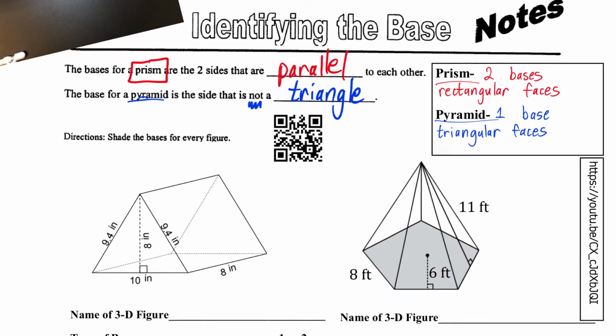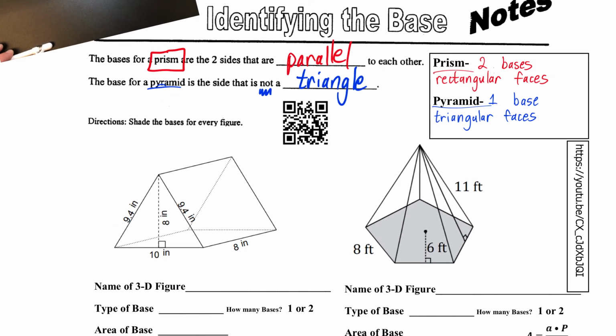So let's do the first one. Is it a prism or a pyramid? It's a prism. And the triangles are the bases. So the other three sides are the faces. And notice this side right here that's 9.4 by 8, what shape is that? It's a rectangle, okay? And so is this one over here. That's a rectangle, and the one on the bottom is a rectangle. So on this prism, notice all the faces are rectangles.